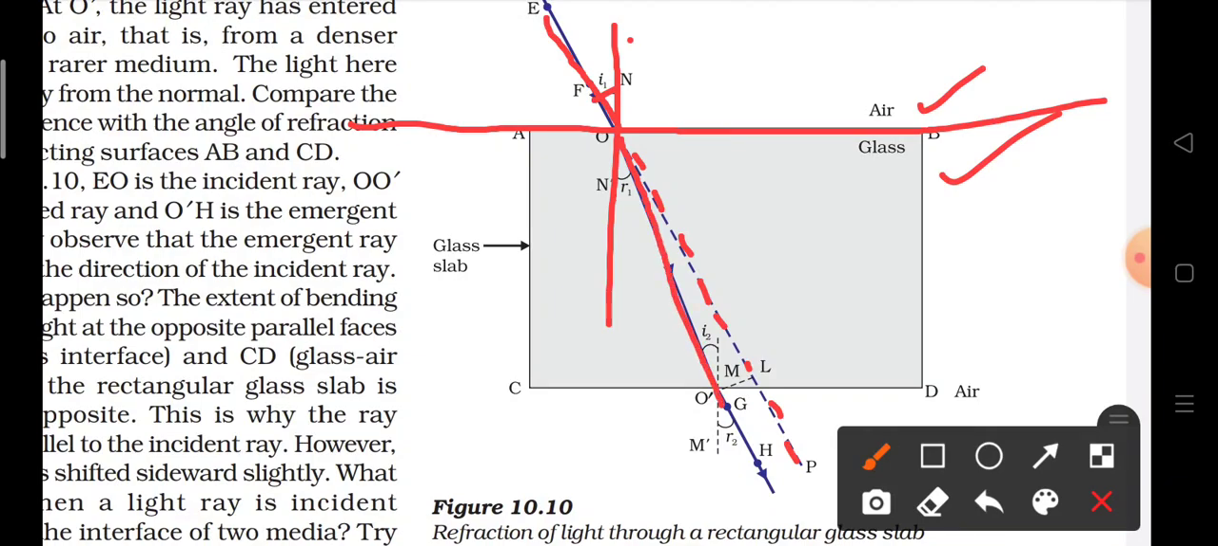So instead of following the straight path, it bends towards the normal. वो bends की तरफ shift हो जाएगी. किसकी तरफ bend हो जाएगी? Normal की तरफ shift हो जाएगी. Okay. So this is your angle of refraction.